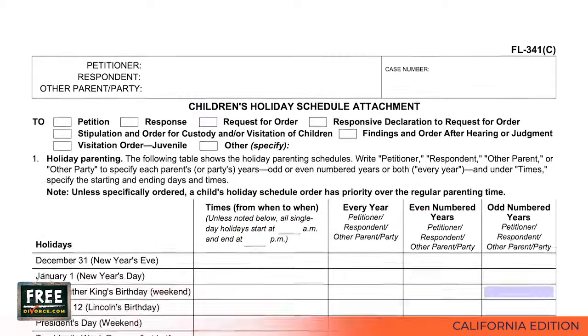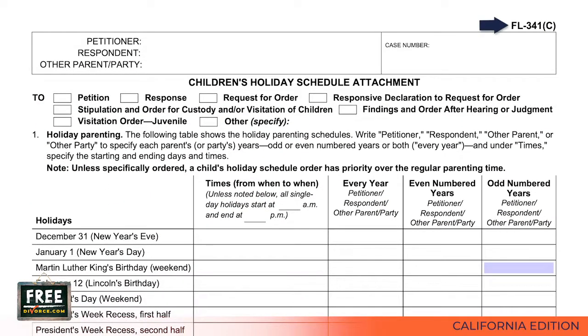What about the FL-341C form? A child custody order should include provisions about how to share custody of the children during holidays and other special days, such as birthdays. A child custody order should also include provisions about each parent having the right to take the children on vacation.